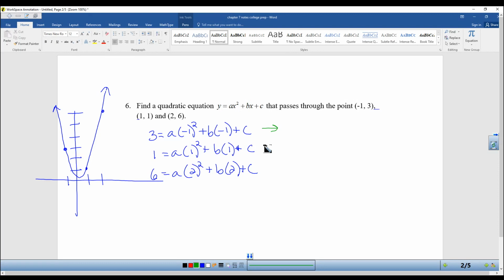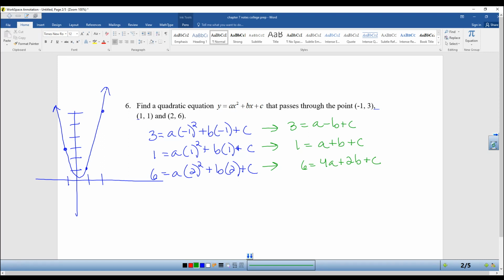And you're really going to want to simplify all of these equations before you actually start. So 3 is equal to A minus B plus C. 1 is equal to A plus B plus C. And 6 is equal to 4A plus 2B plus C. And now I have a system of equations that I can solve.